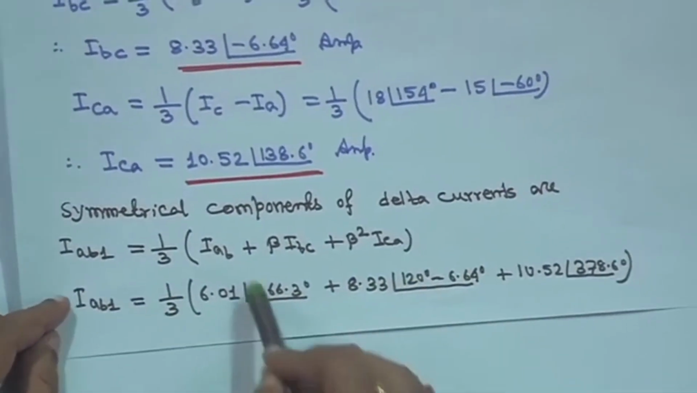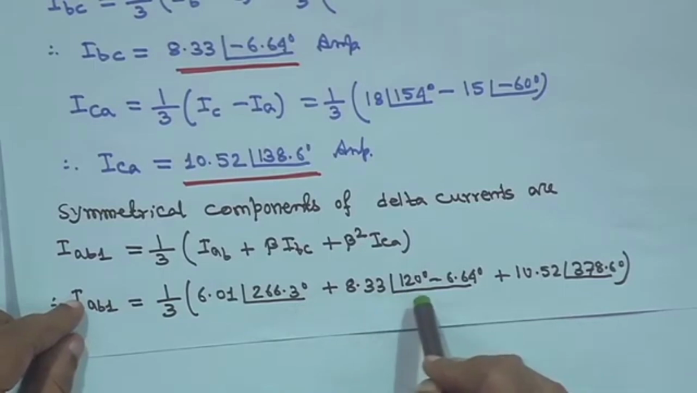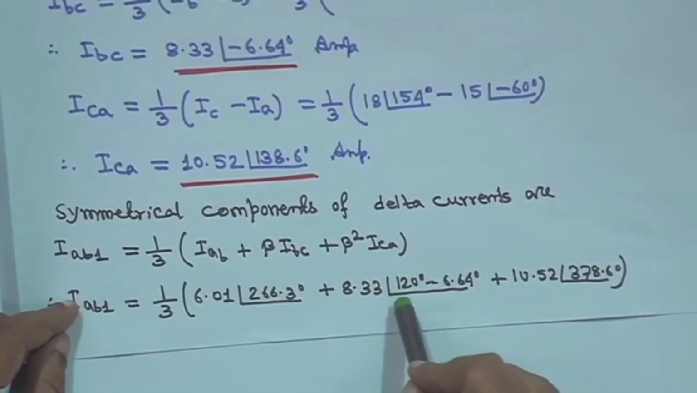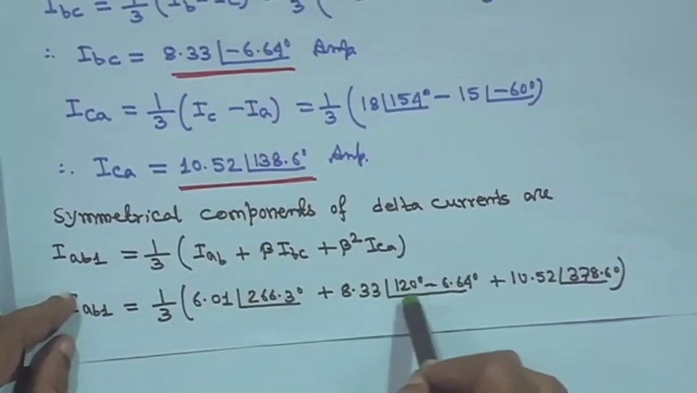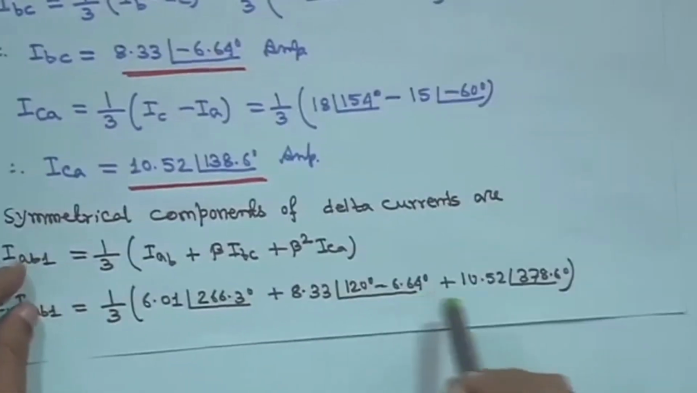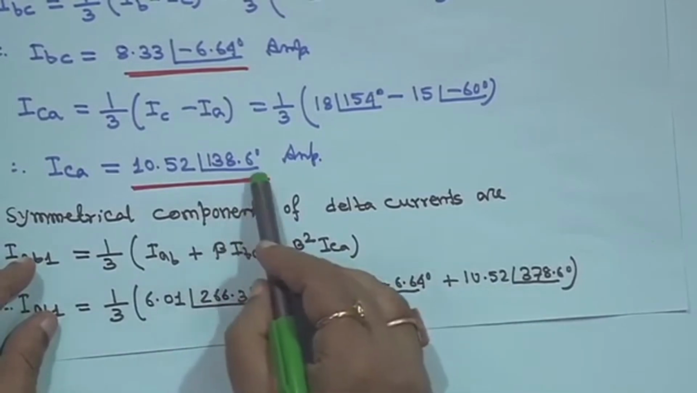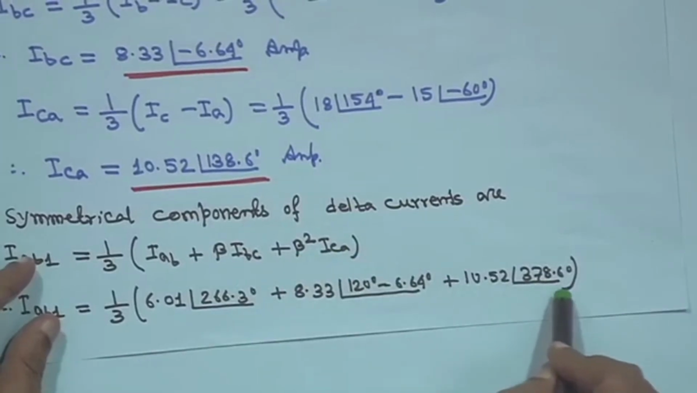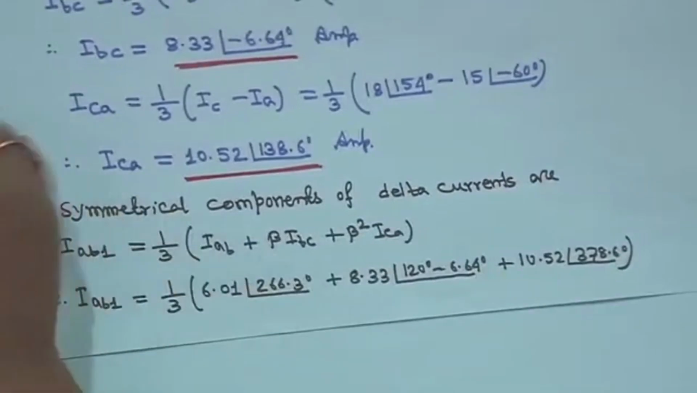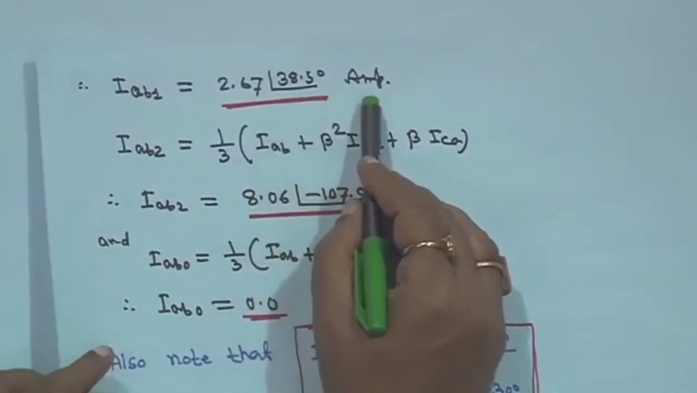So, IAB1 is equal to 1/3 of 6.01 angle 266.3 degree, plus IBC, which is 8.33 angle minus 6.64 degree, but with beta, so plus 120 degree, plus beta square ICA. ICA is 10.5 angle 138.6 degree, and with beta square meaning 240, that is 10.5 angle 378.6 degree. If you simplify, IAB1 will become 2.67 angle 38.5 degree ampere.